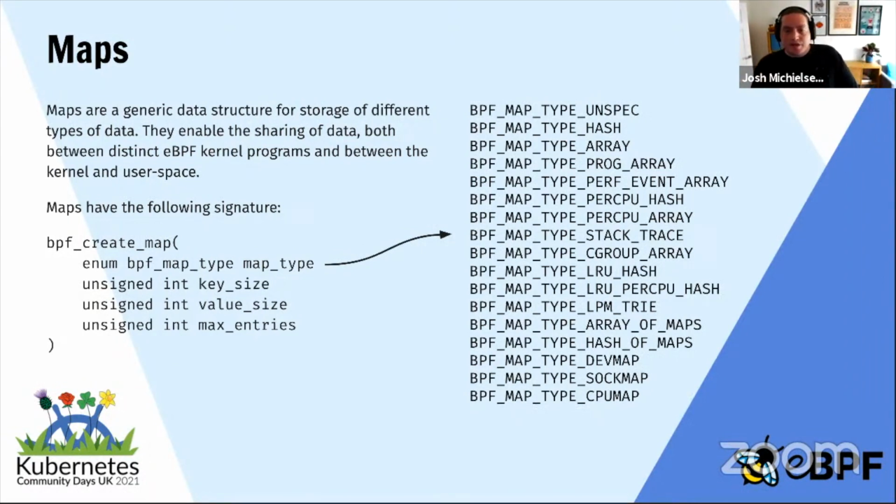Some of the types we have available are things like hash maps and arrays, obviously. But we have all sorts of different things as well. We have a perf event array. We have stack traces. We have LRU hashes, which are like least recently used queues. So there's a whole bunch of things there. Arrays of maps, hashes of maps.